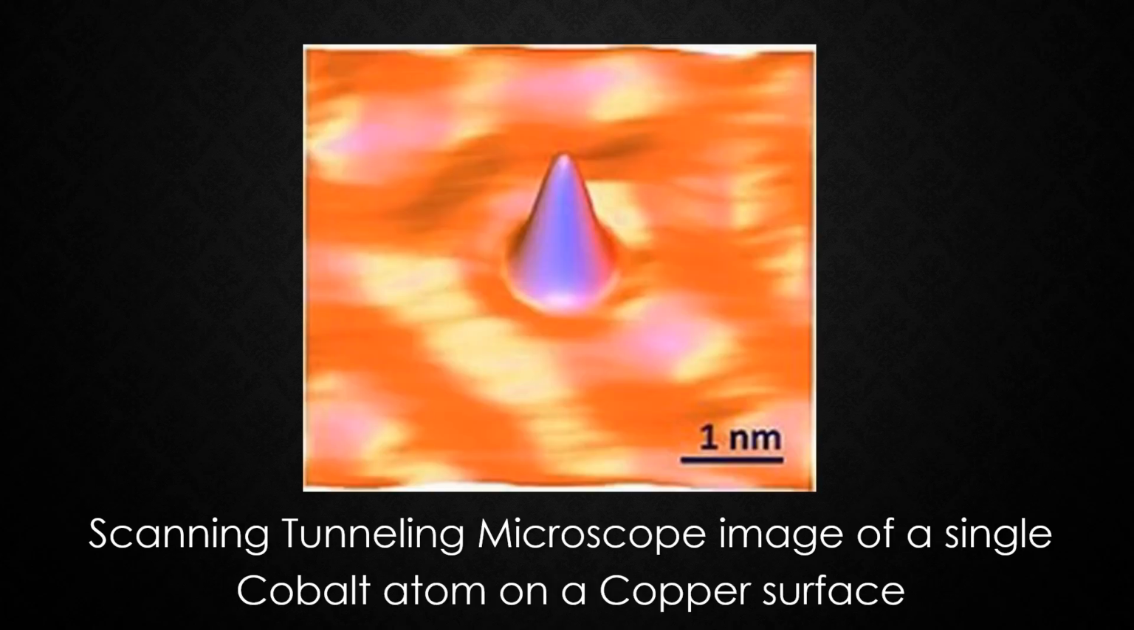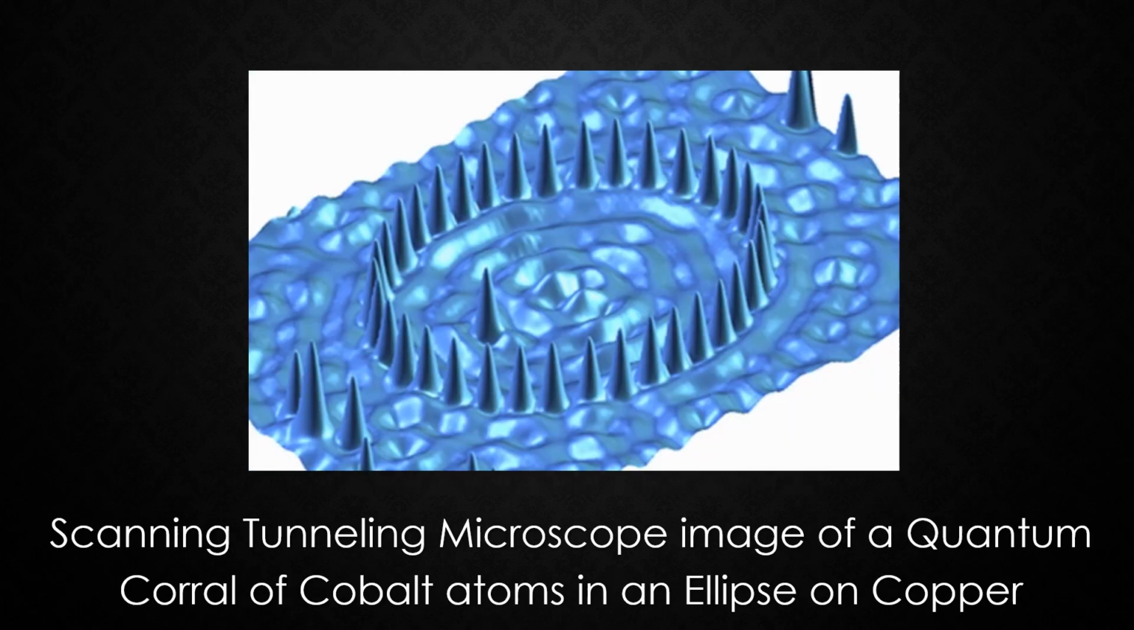This image shows the scanning tunneling microscope image of a single cobalt atom on a copper surface. This image shows the scanning tunneling microscope image of a quantum coral of cobalt atoms in an ellipse on copper.